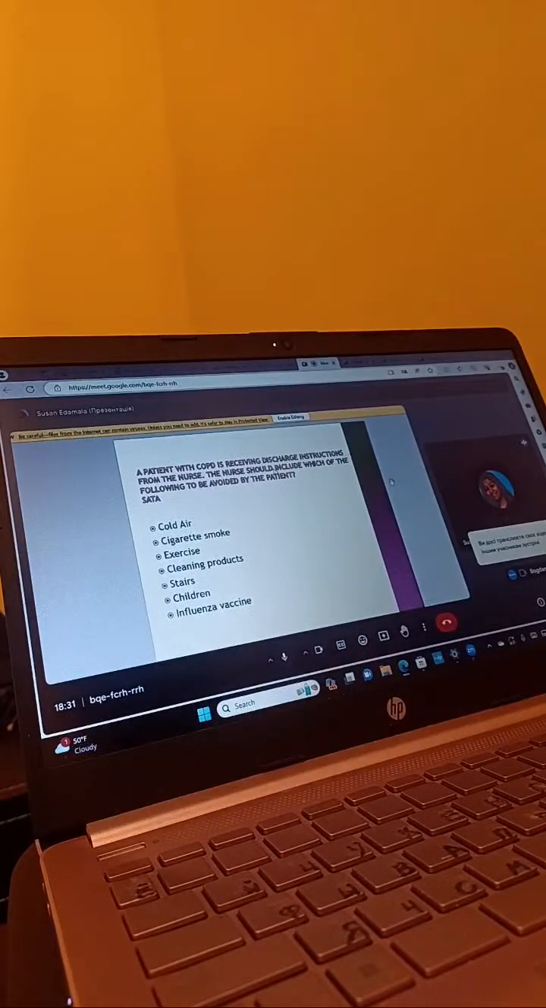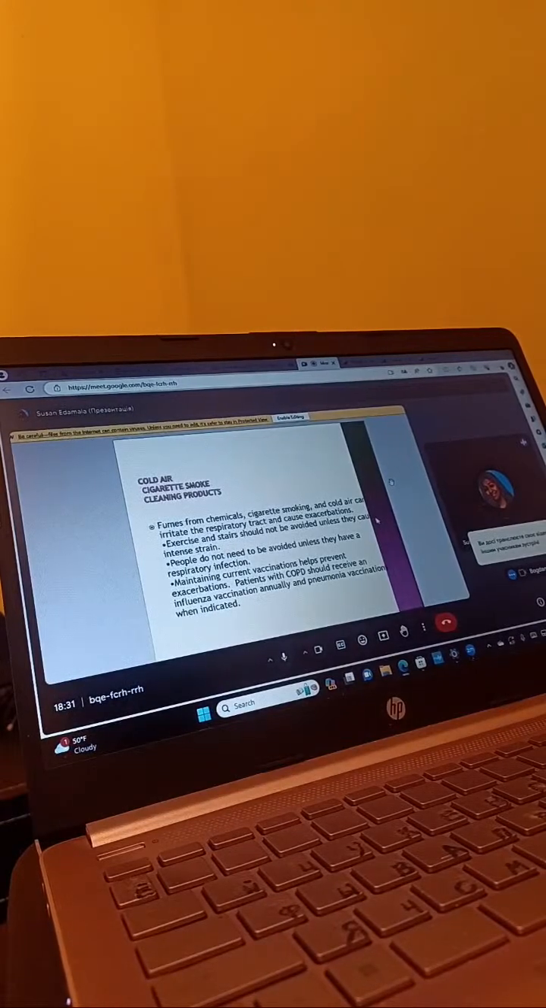The nurse should include which of the following to be avoided. So the bad things the patient should avoid, which means these, right? Yes. Now let's check the answer. Yes, you are correct. So cold air, cigarette smoke, and cleaning products. Fumes from chemicals, cigarette smoke, and cold air can irritate the respiratory tract and cause exacerbation.